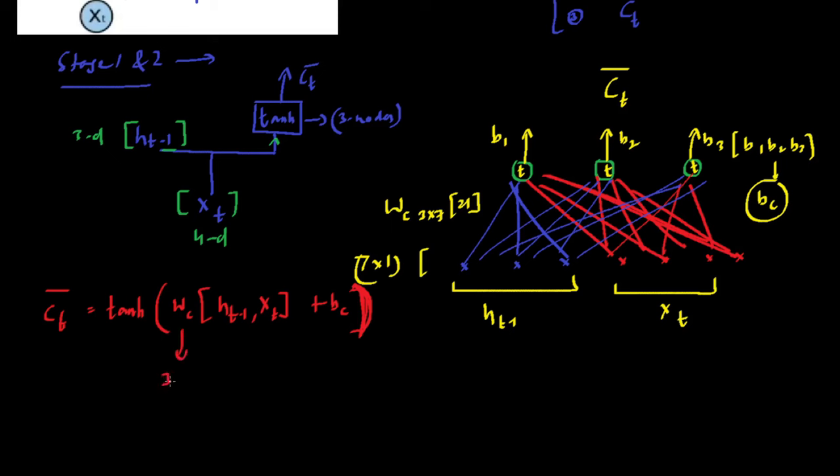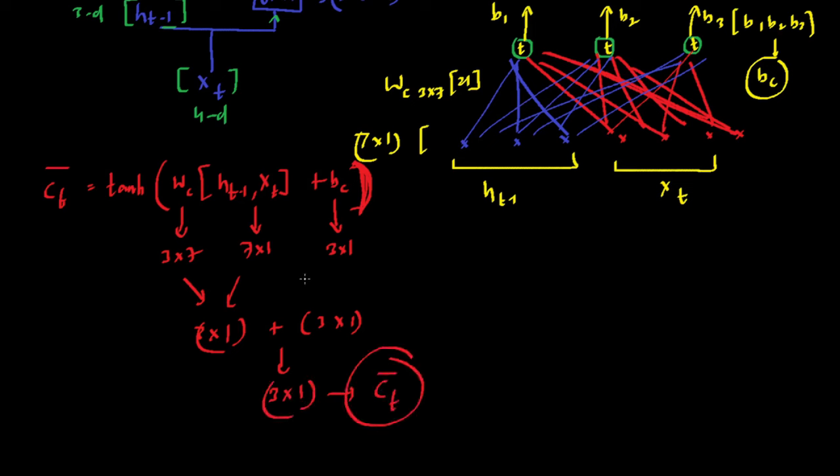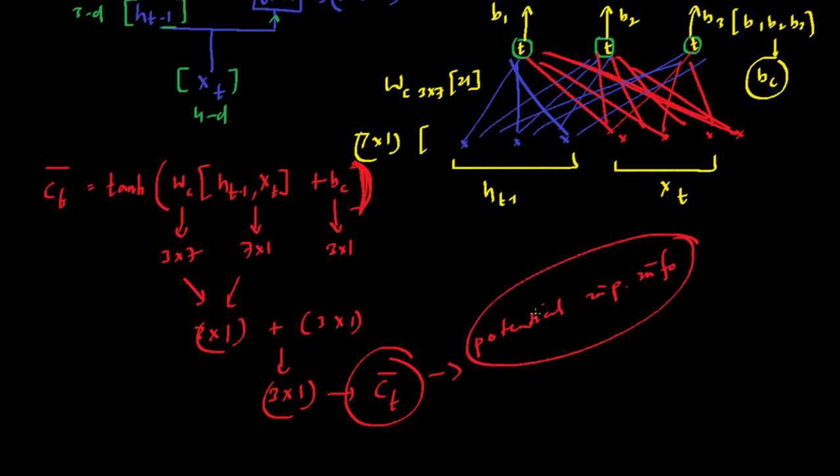Now, what is WC? It is a 3 cross 7 matrix. This is a 7 cross 1 matrix. This is a 3 cross 1 matrix. Now, its multiplication is a 3 cross 1 matrix, and then we have an addition operation. So the final output is going to be a 3 cross 1 matrix, and that is going to be CT dash, or the candidate cell state. CT dash is, theoretically, nothing but the potential important information that might be helpful in the long-term memory. So that is how your CT dash is calculated.